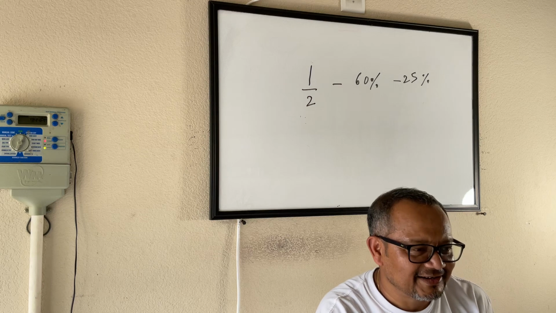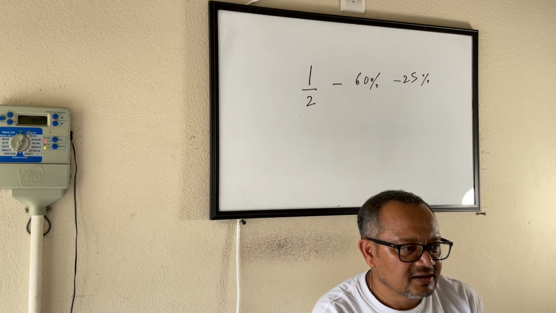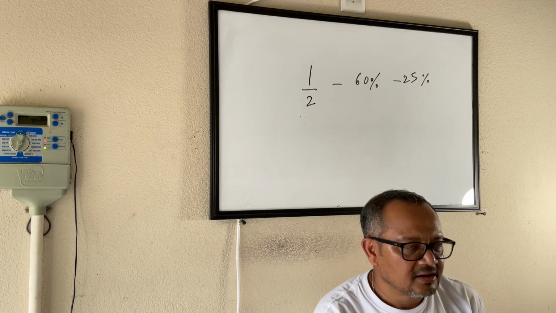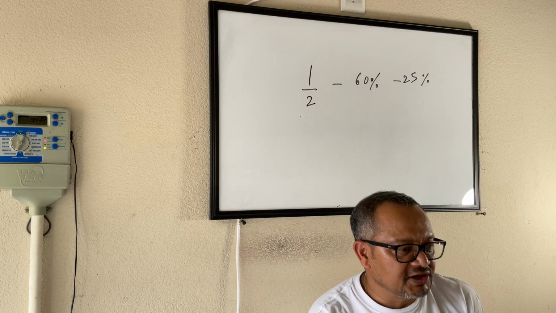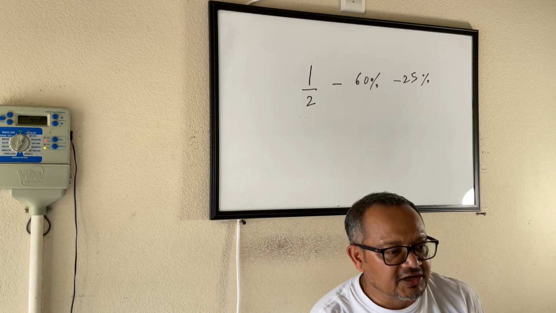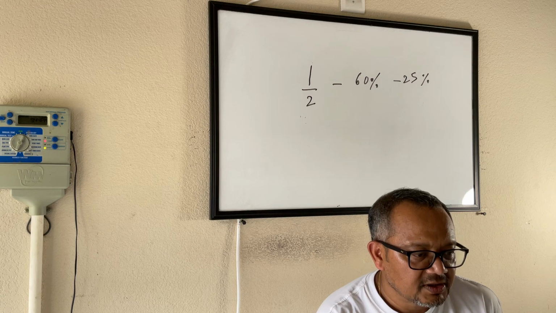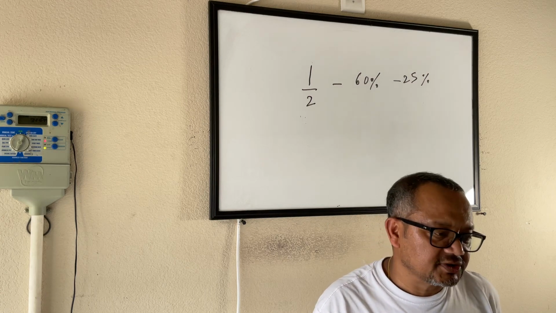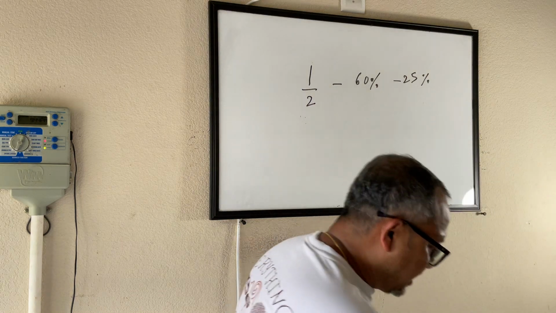Yes, Arihan. Wait, are we supposed to put it in fraction form or percentage? I will leave that to your decision, but it has to be the simplest form. I mean, you can choose. Yeah. I got negative 35%. Negative 35%.